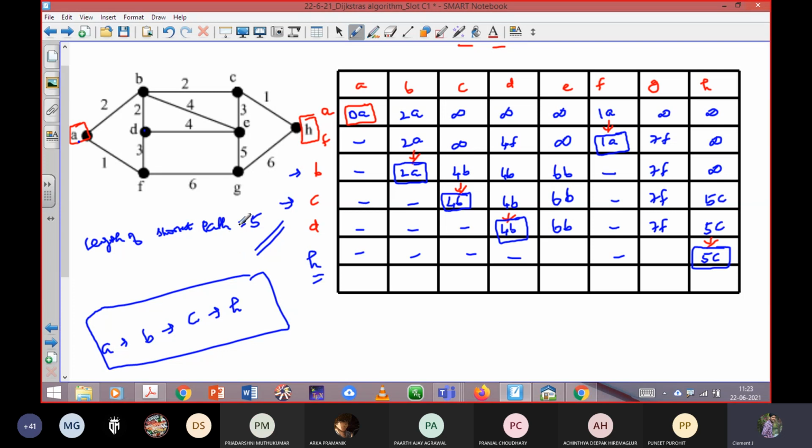The length taken to travel from A is 5. You can compare: 2 plus 2 plus 1, 4, plus 1, 5. You can compare with the other paths also. Certainly, they will be the higher one. Have you understood this simple problem? Is it clear?